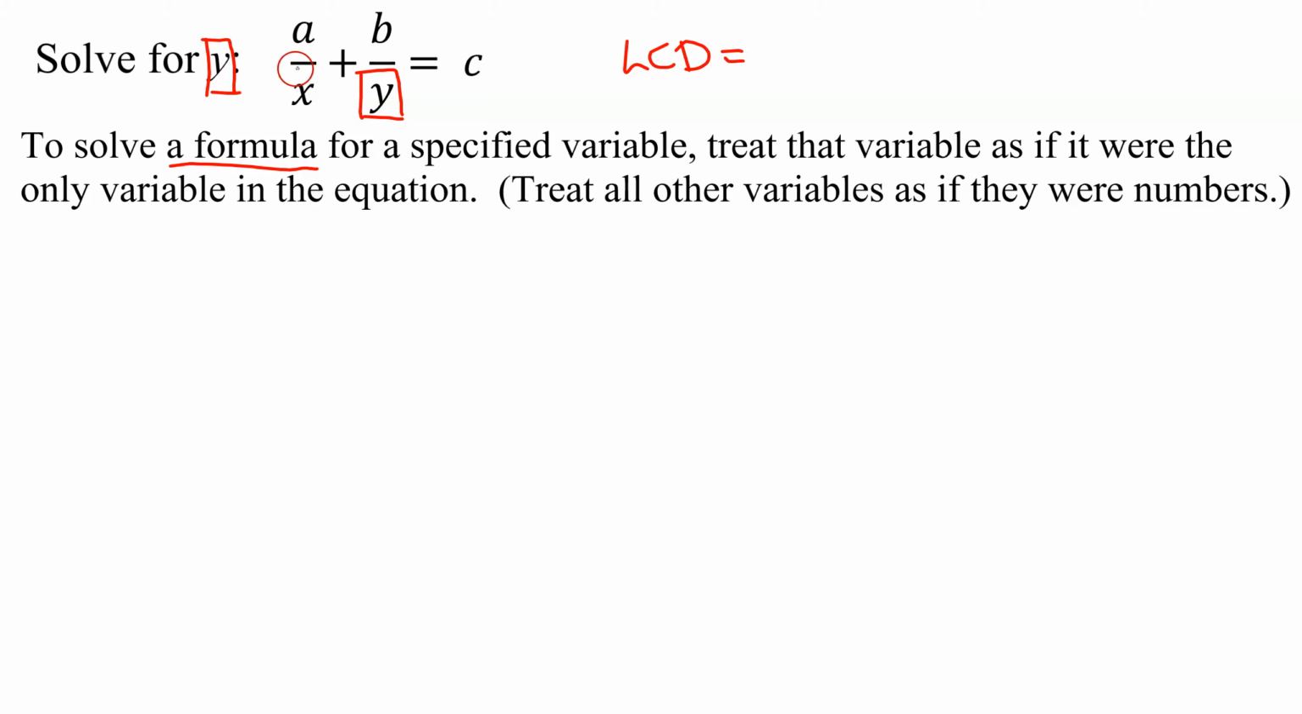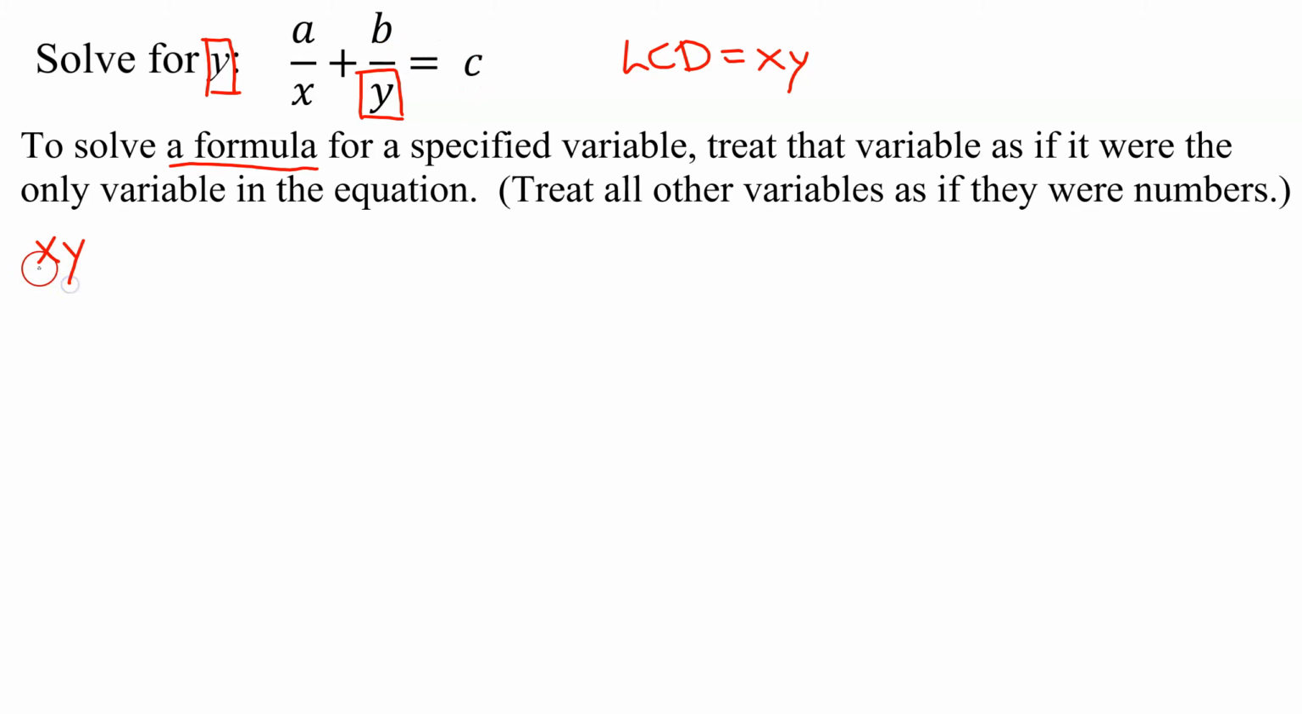To do that, you go to your first denominator and you put an x there. Go to your next denominator, which is y. Do I already have a y here? No, so you're going to have to multiply by y. So the LCD is xy, and you're going to multiply all three terms by xy.